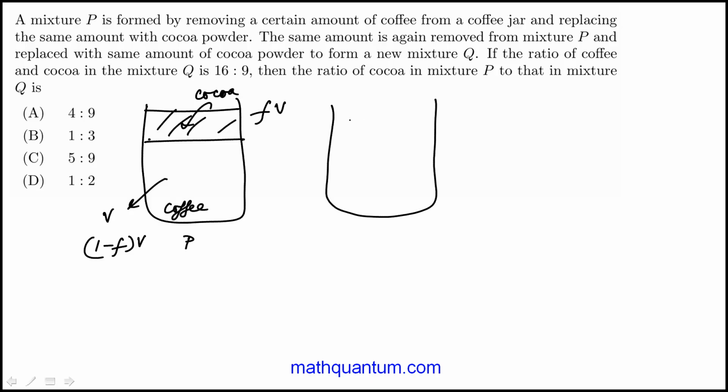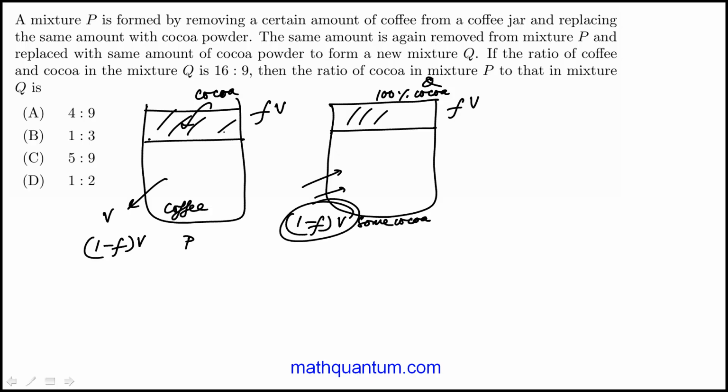This is our mixture P. And then we repeat the same thing for this. Again, the same volume. Total volume is the same. So in this fraction, we're putting 100% cocoa. This is our mixture Q. And then that volume is still the same. But now this has some cocoa in it.